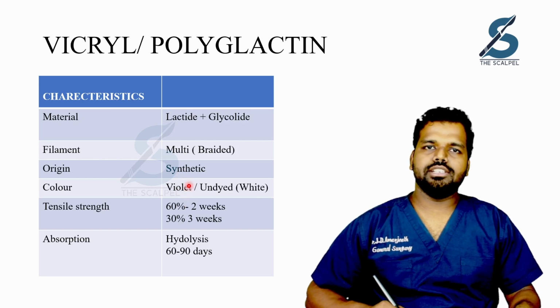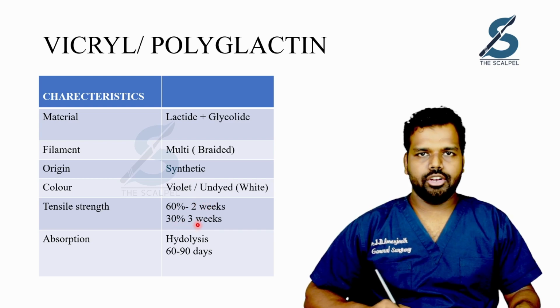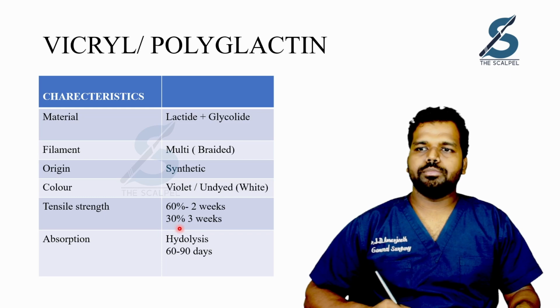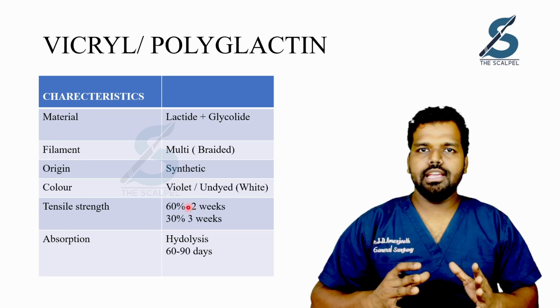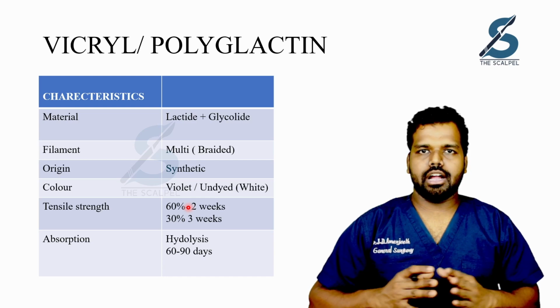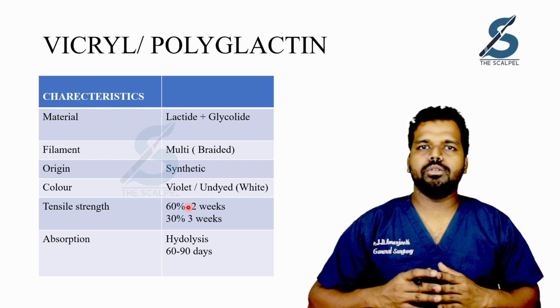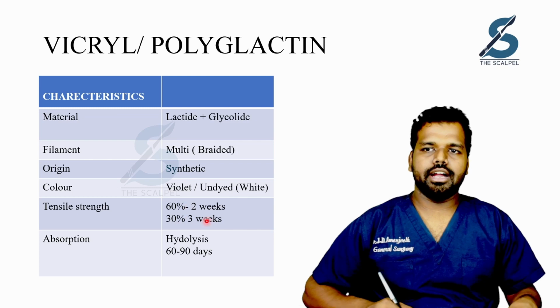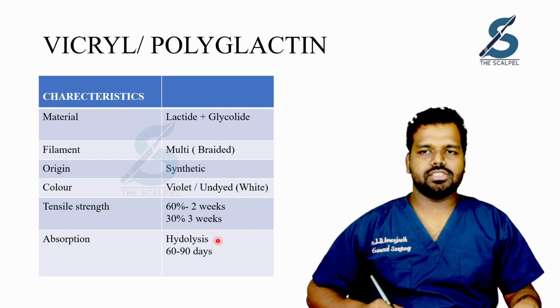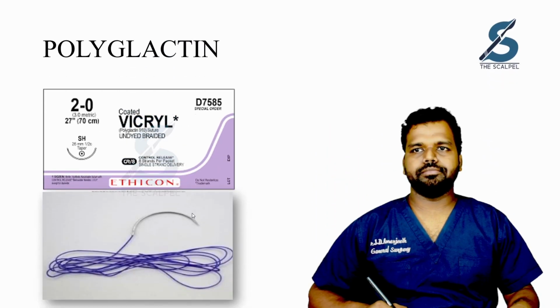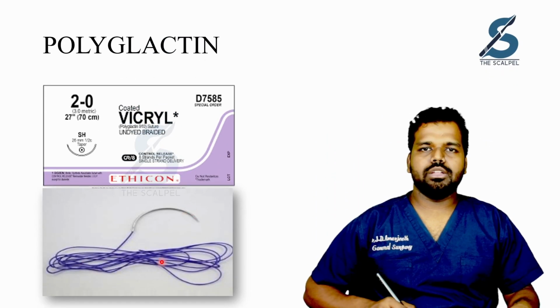Then the tensile strength is 60% by the end of 2 weeks and 30% by the end of 3 weeks. Absorption is by hydrolysis, whereas among absorbable suture materials, only catgut gets absorbed by phagocytosis. Right? All the rest of the absorbable suture materials get absorbed by hydrolysis, and the absorption takes about 60 to 90 days. You can appreciate the violet color here.